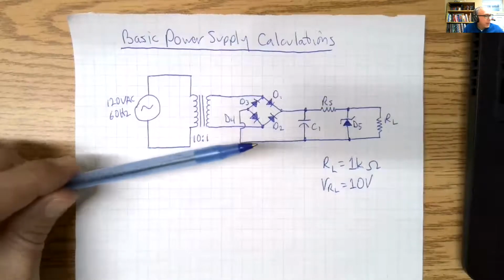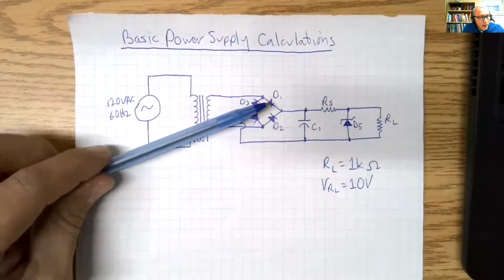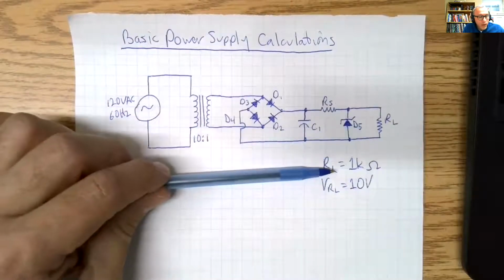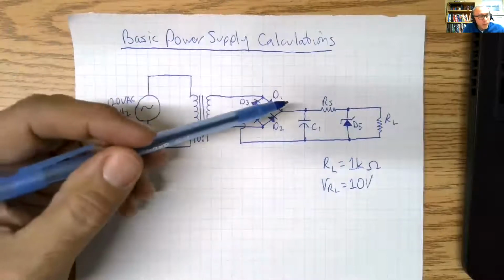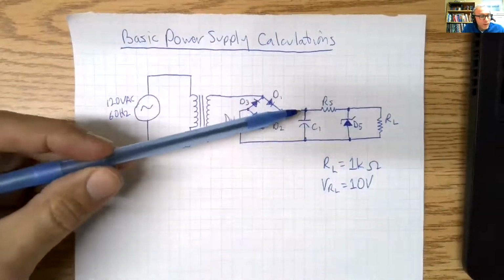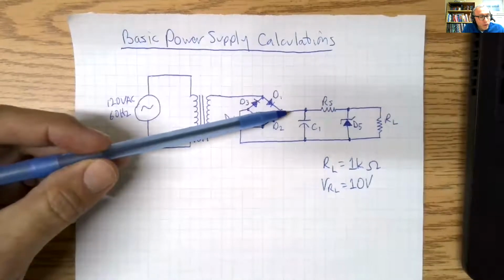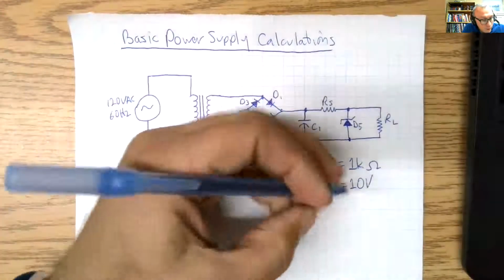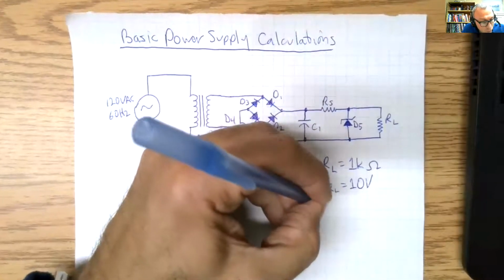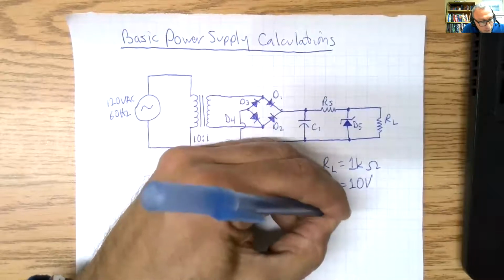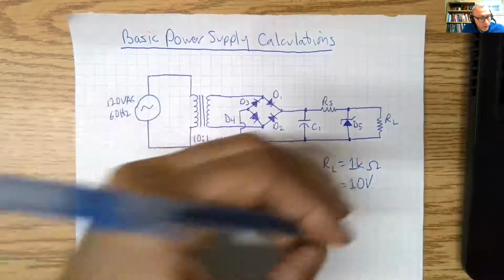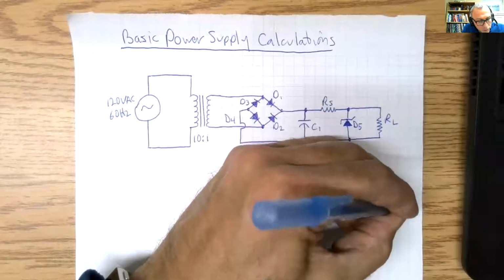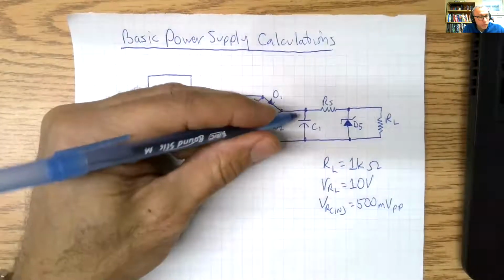Okay, so what we want is a circuit that gives us 10 volts output on the load, on a 1K load. Our design goal is that the ripple voltage coming into the series resistor is no more than 500 millivolts. We're going to call that VR in. So the ripple on the input should be 500 millivolts peak to peak. So VR in is here.